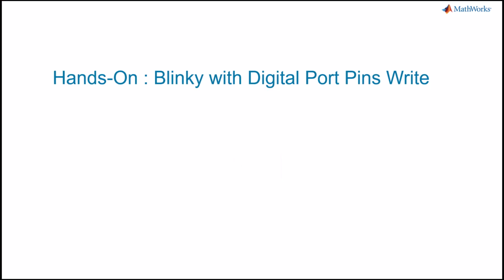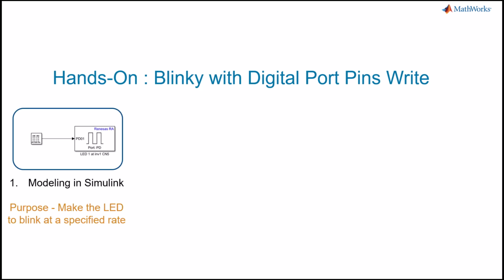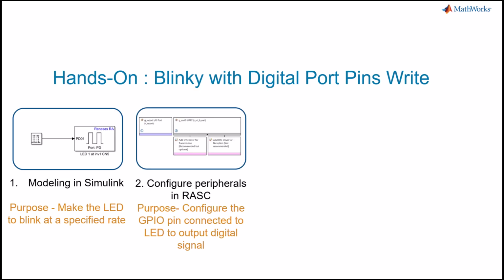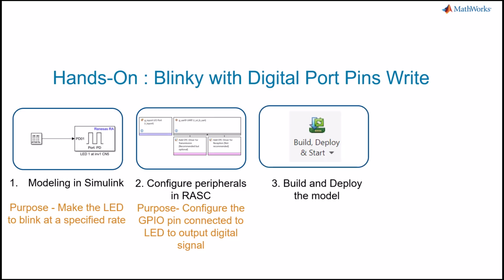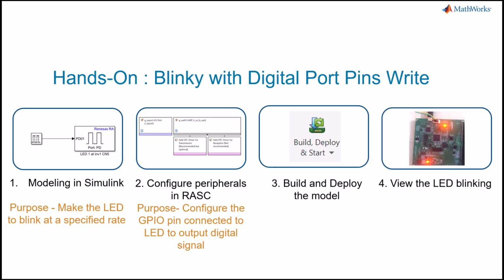Next, let's move on to the main section of the video. The hands-on to configure the GPIO as an output pin using the Digital Port Pins Write block with a classic exercise, blinking an LED on an RA6T2 controller. The workflow is to begin modeling in Simulink, where the functionality of the LED blinking is modeled, and use Renesas RA Smart Configurator to configure the peripherals. After generating the configuration XML file, include the same in the Simulink environment. Then proceed to build, deploy and start the model to see the LED blinking on the controller along with the generated C code. Let's first set up the hardware.